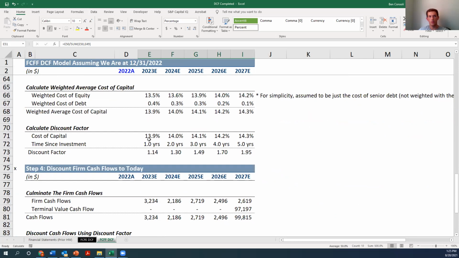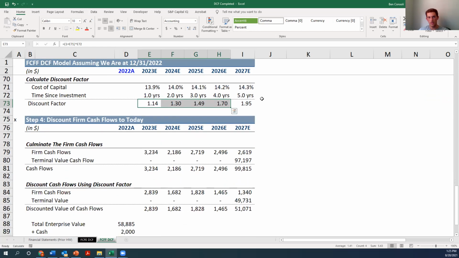So from there, we're going to repeat again what we did in the prior version, which is just come to a discount factor. So your total cost of capital equals the weighted cost of capital in this instance. And again, you just get to the discount factor using the number of years that you've been in the investment.